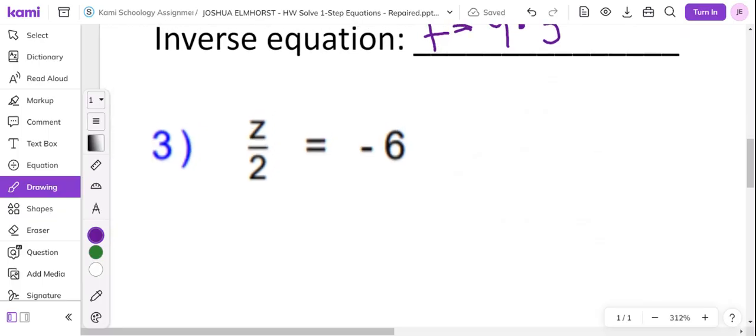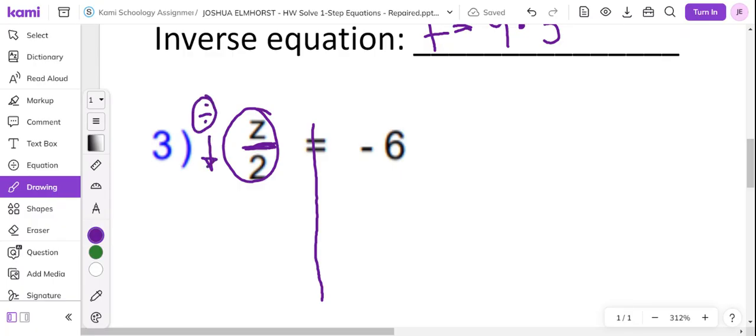So number 3, we have the variable term on the left side of this equation. Draw a line down through the equal sign. And the fraction line means division. So in order to solve, we're going to multiply.